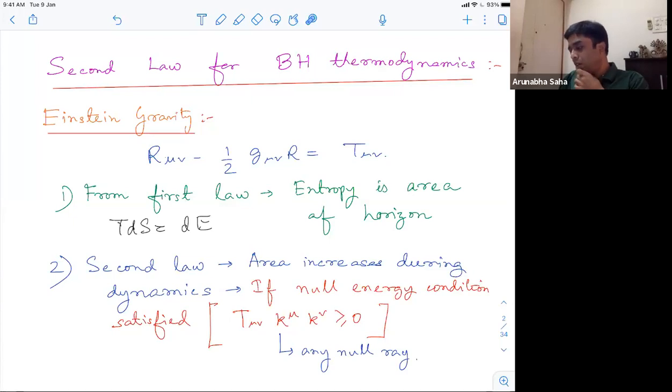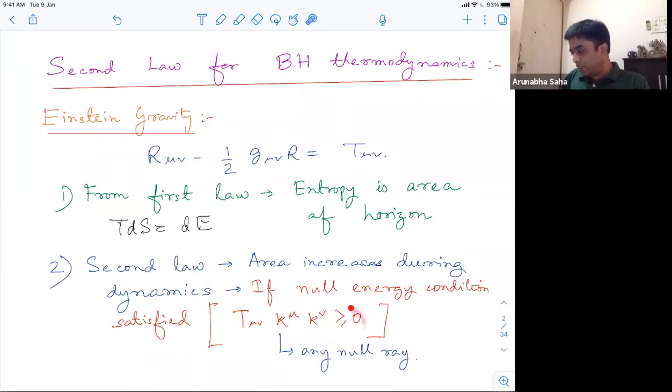Now, for Einstein gravity, there is also a second law, which says that the area always increases during dynamical processes. But for this to be true, there is a constraint on the system, namely that the right-hand side, which is the stress tensor of the system, needs to satisfy something called the null energy condition, which I have written here. This is just saying that one component of the stress tensor along any null ray should be positive definite.